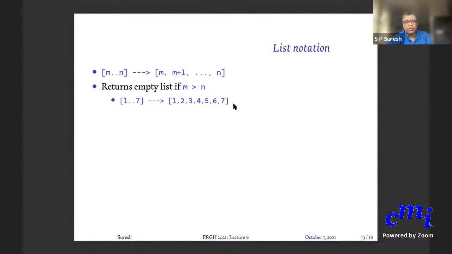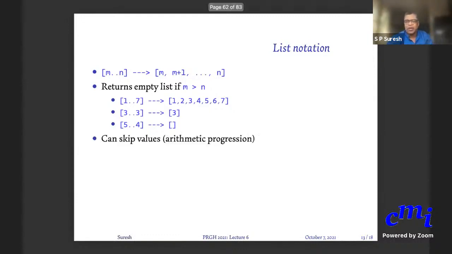But if you say 3..3, it is just 3. But if you say 5..4, it is the empty list. This you should remember. You can go from 100 all the way down to 1, but you cannot just say 100..1. You should say 100, 99..1, because then it will take the common difference.